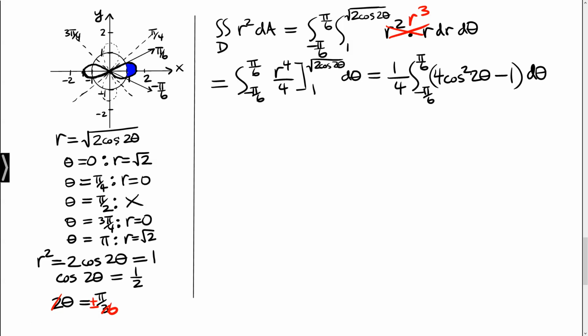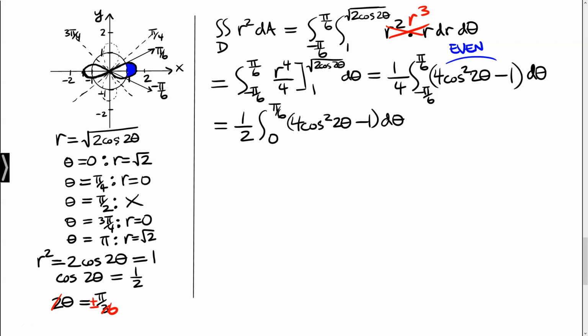Now, whenever you get one of these integrals from, say, minus pi over 6 to pi over 6, or minus 1 to 1, anything that's minus a to a, always check to see if you can make your life easier. Check if the function you're integrating is even or odd. This function here is even. You can check that. Cosine's an even function. So that means I can integrate from 0 to pi over 6 as long as I double the value of the integral. It's one of the properties of even and odd functions. So if I double it, instead of 1/4, I really have a factor of 1/2, and I integrate from 0 to pi over 6 of 4 cosine squared 2 theta minus 1.